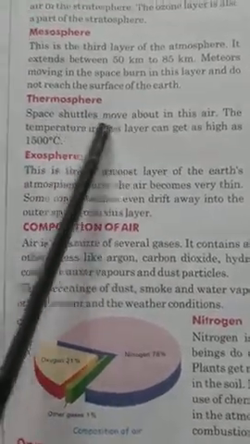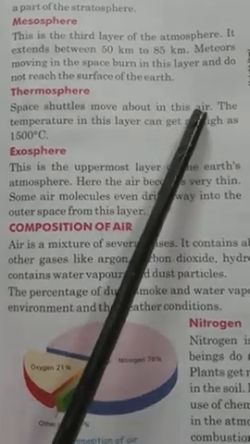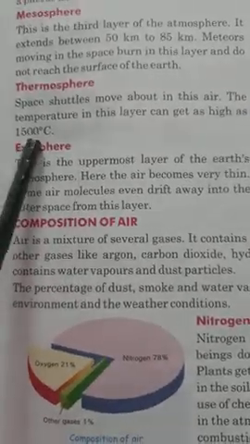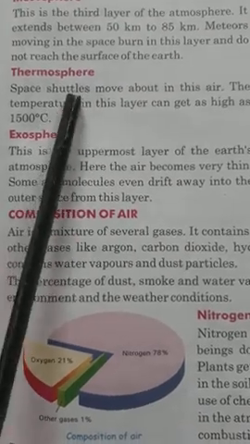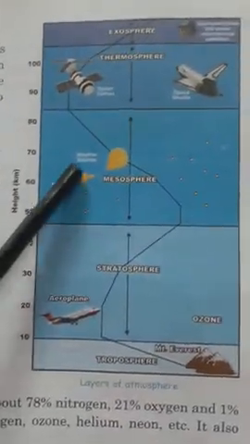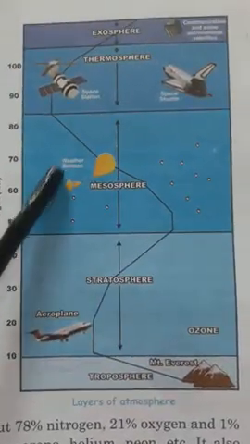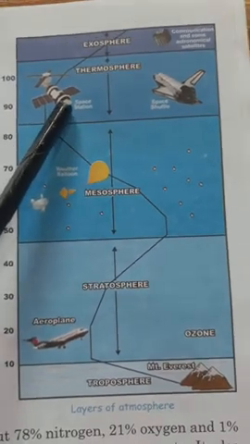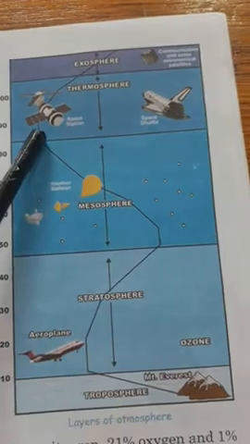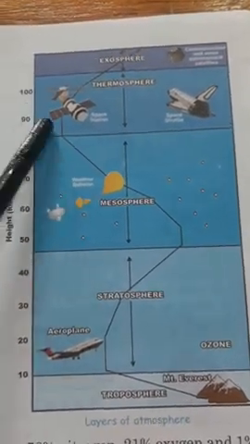Okay, now thermosphere. Space shuttles move about in this air. The temperature in this layer can get as high as 1500 degrees Celsius. So in this thermosphere layer, you can see the space shuttles over here, for example, in the layers of the atmosphere. In this thermosphere, you can see these are the space shuttles, spaceships and all these things. They move in this air.